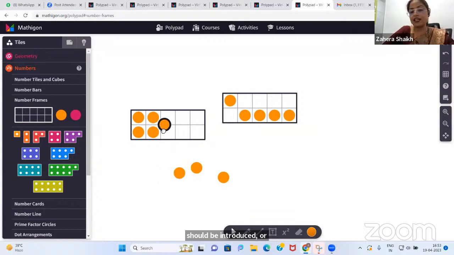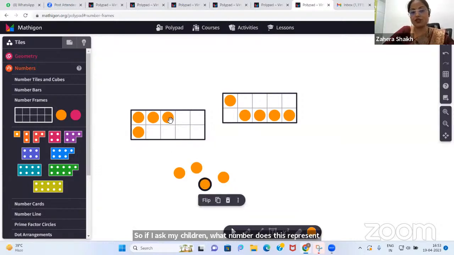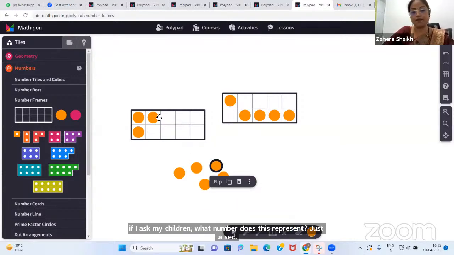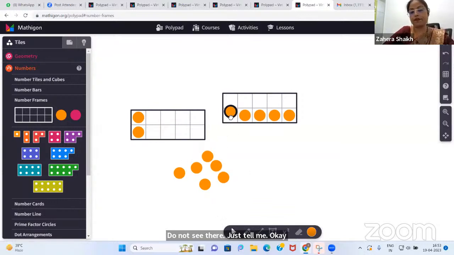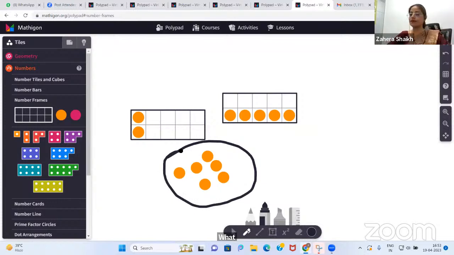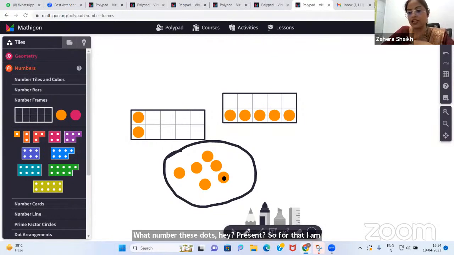So if I ask my children, what number does this represent? Just look at this part and tell me what number these dots represent. For that, I am expecting my child to give an answer without actually counting, but my child is going to count one by one and then give the answer. But subitizing is a skill where the children can give you the number without actually counting it.